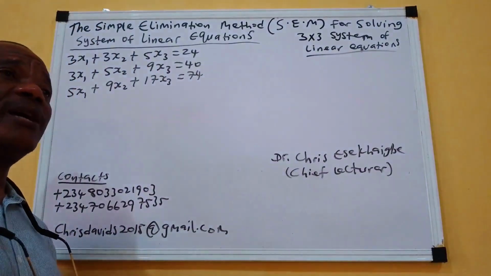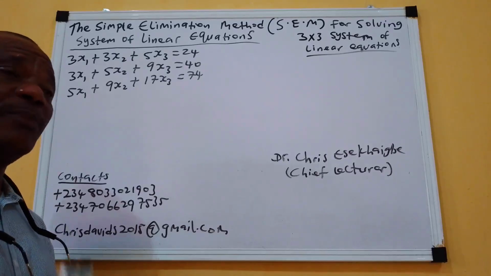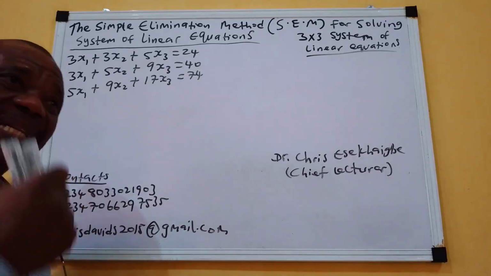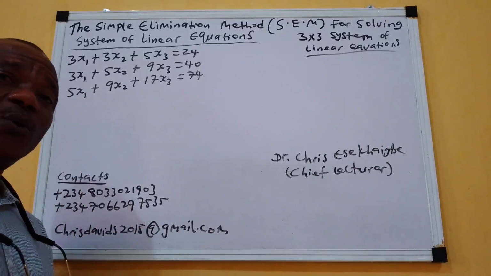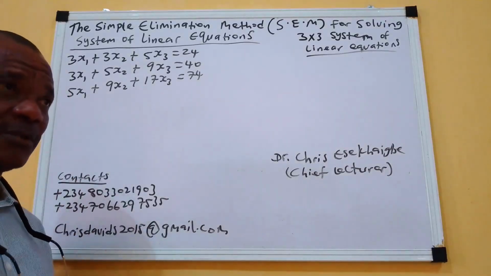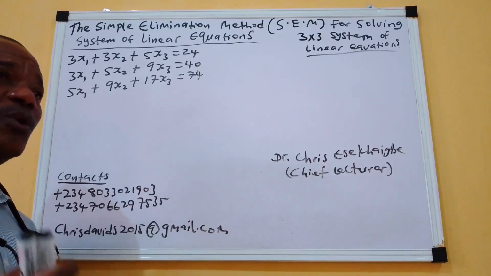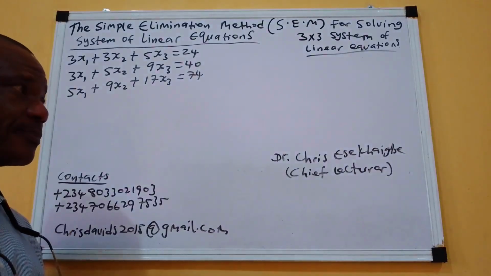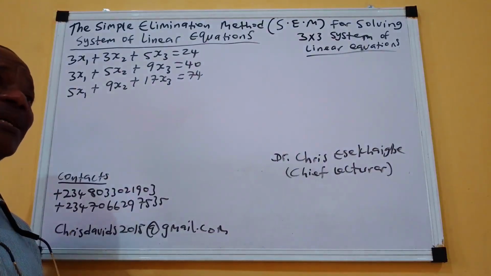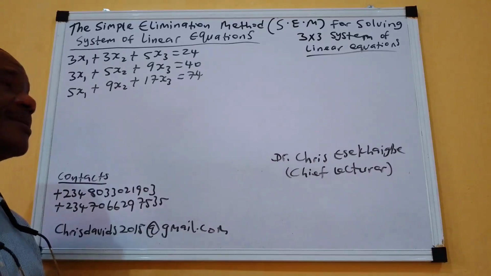A system of linear equations is said to be unique, consistent, and independent if it has only one set of solution. If it has more than one set of solution, it is inconsistent and dependent.